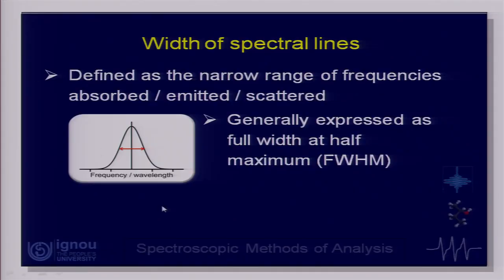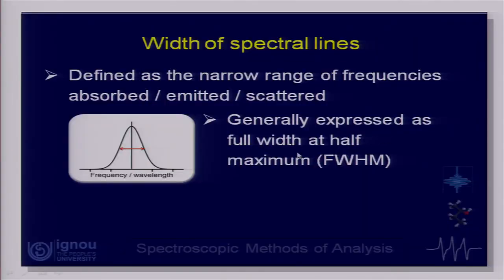Now, typically this is a very symmetric kind of spectrum I have shown there, but you remember that the spectra I showed you were not like this. So how do we define the width of a spectral line? Generally, we express it as FWHM, that is full width at half maximum. If this is the intensity, I take half of it, the half maximum, and the width of the spectrum at that point is called the width of the spectral line.